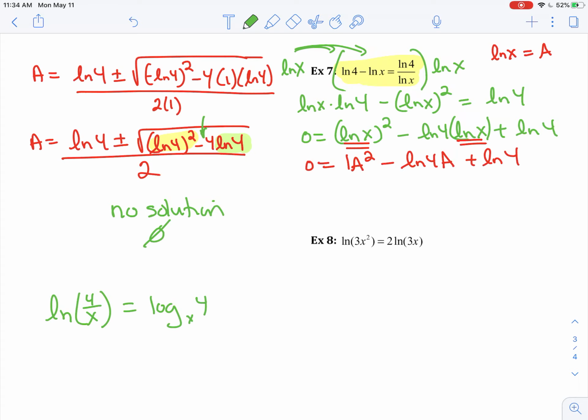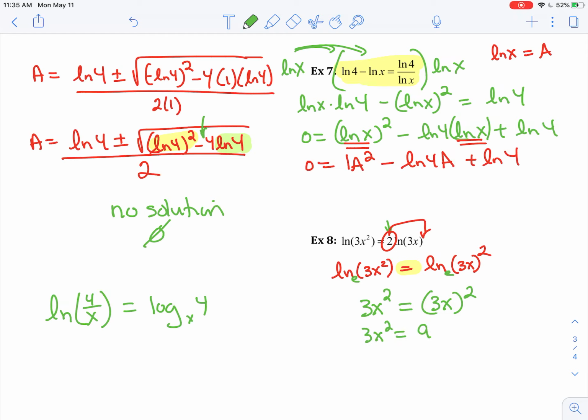Okay? On 8, we have this 2, the coefficient of this log, the 2 that is out in front. So keep in mind that I can take that 2 and bring it up as an exponent. And so the left side, the natural log of 3x squared, is equal to the natural log of the quantity 3x squared. And now I have 2 log quantities that are equal to each other. Both of these are base e implied, which means that this 3x squared quantity has to equal this 3x quantity.